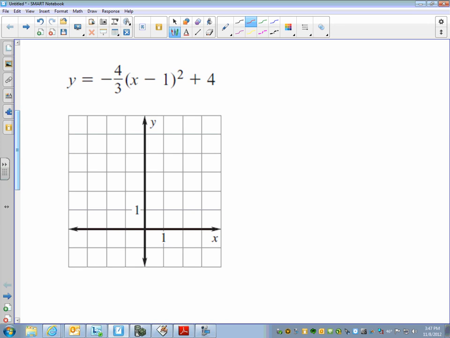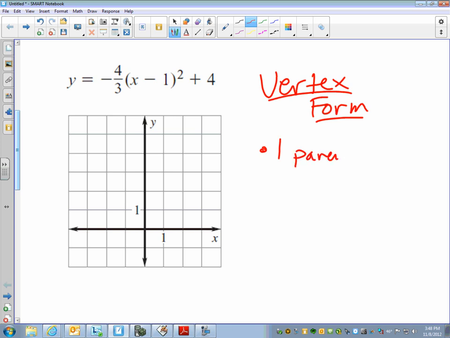Next one. What is it? Think to yourself before I say it. It's vertex form. How do I know that? There's one parentheses. What should we do with this? We take the opposite of here, positive 1. We take the same number there, 4. That's our vertex, 1, 4.